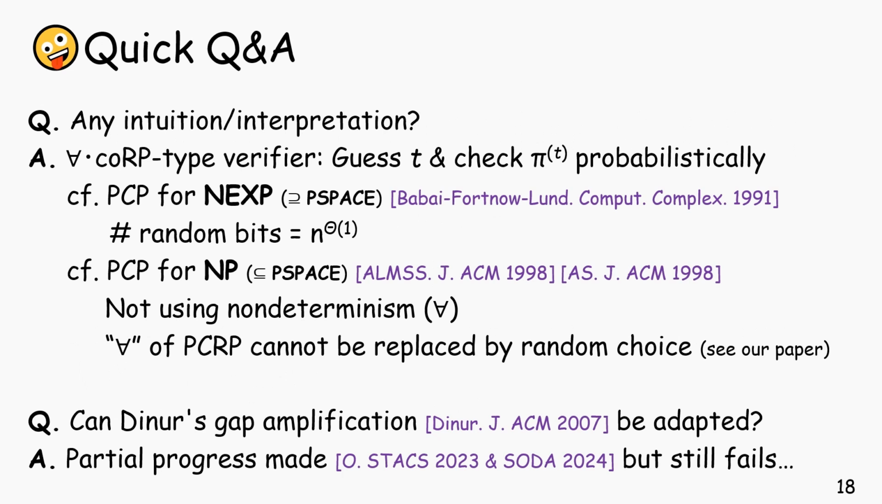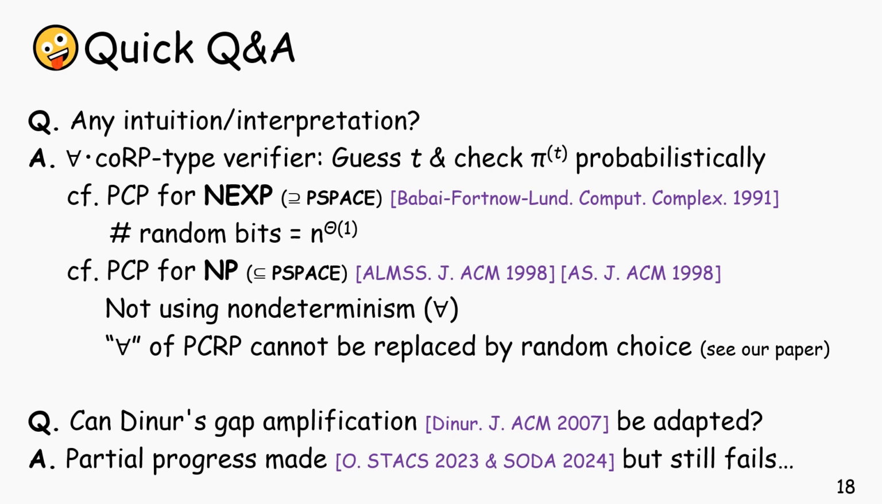Here is a quick Q&A. First, one may ask for any intuition or interpretation of PCRPs. PCRP can be thought of as a for-all and co-RP type verifier. This is because the verifier first guesses the index t and checks the proof pi t probabilistically.